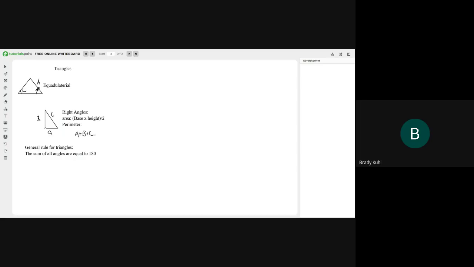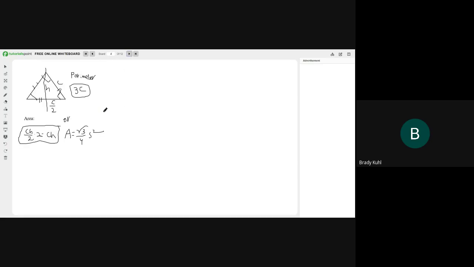First, I'll talk about the right angle triangle. The area is base times height divided by 2. A is the base, B is the height. The perimeter is A plus B plus C. But if you don't know what C is, it's easy: it's the square root of A squared plus B squared. This is how you find C, and this is the perimeter.